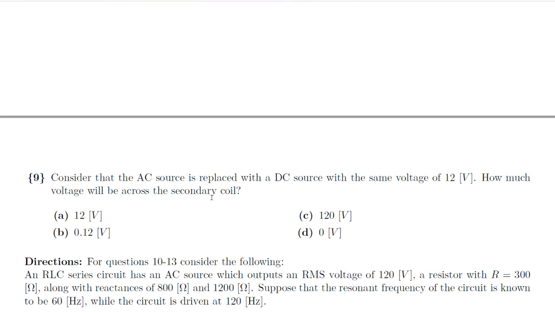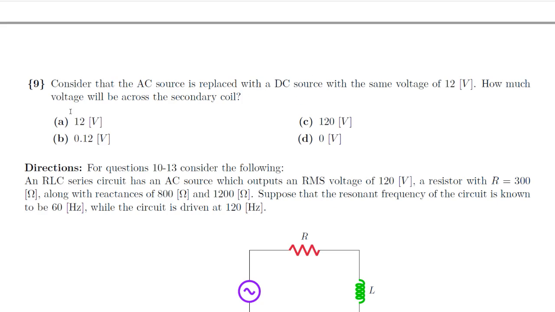Okay, so number 9. Consider that the AC source is replaced with a DC source. So AC is alternating current, DC is direct current. So we have alternating as it flips between one direction and the other for the current. Direct current means that the current doesn't change at all, stays the same direction. We replace it with a DC source with the same voltage of 12 volts. How much voltage will be across the secondary coil?